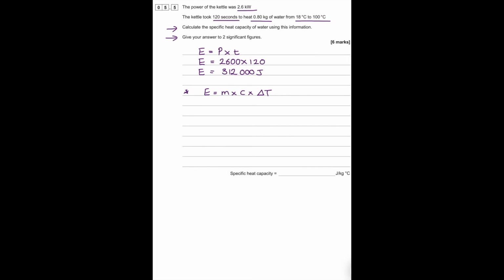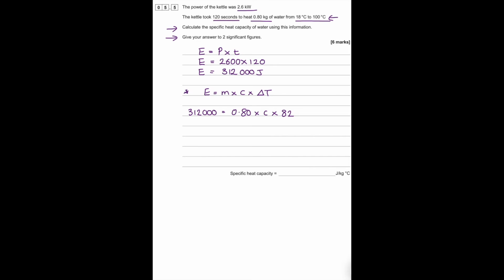Now, using our second equation, energy is mass times specific heat capacity times the change in temperature. So this means that 312,000 joules of energy is the mass, which is 0.8 kilograms, times our specific heat capacity, which we're trying to work out, and then we have our change in temperature, which went from 18 degrees Celsius to 100 degrees Celsius, so that's 82 degrees Celsius.